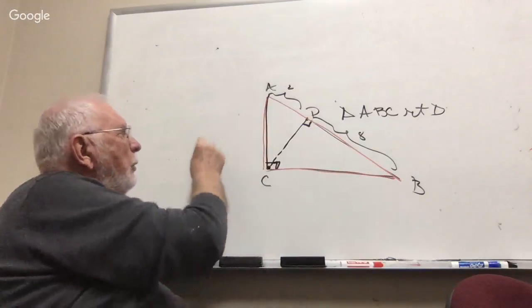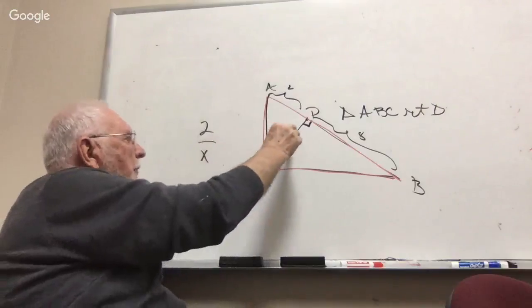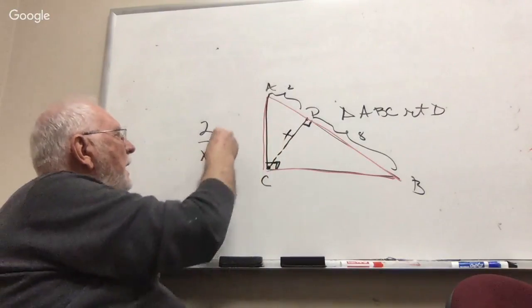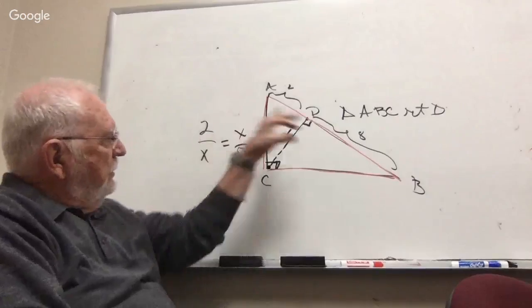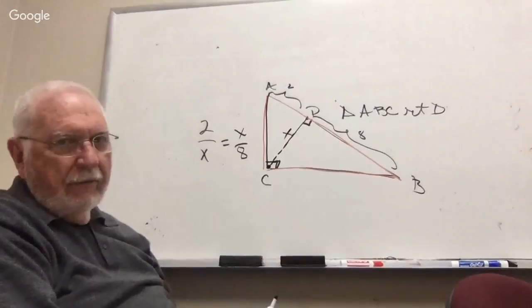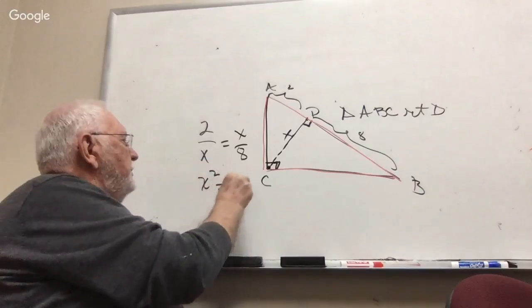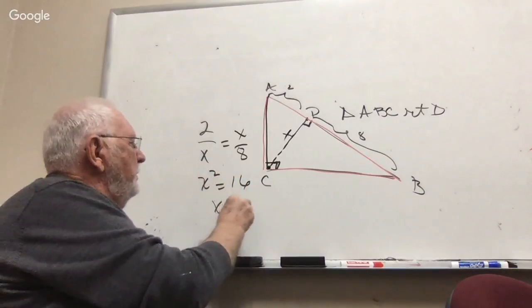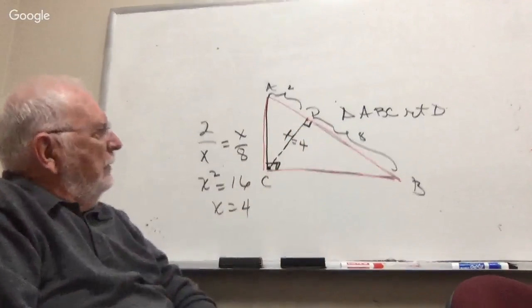So we can do a proportion that says 2 is to X. I'm going to call this X right here. As X is to 8. So that's a thing that we just know from geometry. Now when we do that, we get X squared is equal to 16, or X is equal to 4. So we know that this is 4 now.